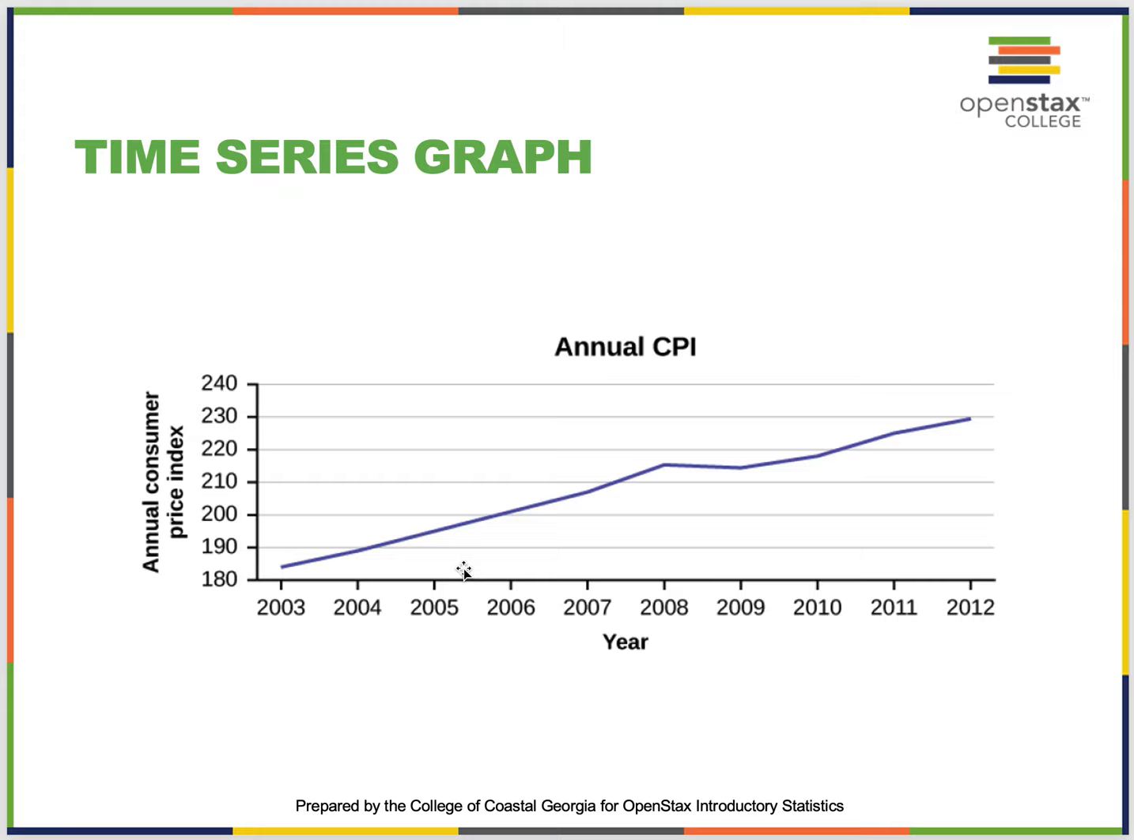When you have a time series graph, you're trying to see if there are any trends. You're trying to get a feel for, in this case, the annual consumer price index is increasing. In the years 2008 and 2009, it went down a little bit because that was the Great Recession, and then it started growing again, and it's grown since.